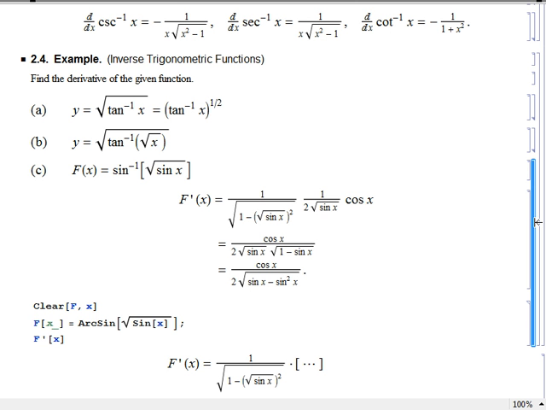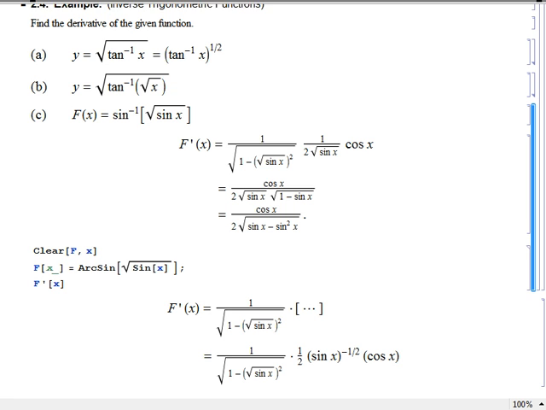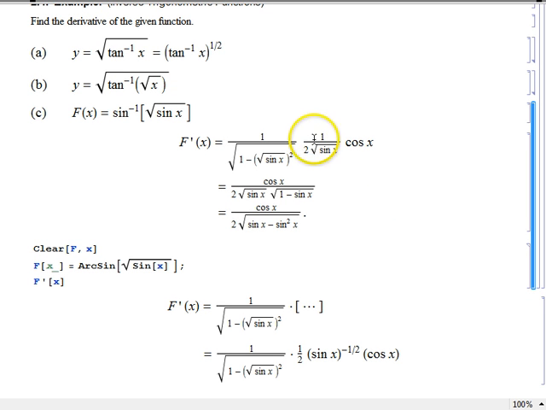Let's open up and let's see what I already wrote here. And then that's basically it. 1 over, yes, that's the power part, and then the inside part. And the second and third line are just simplifications.